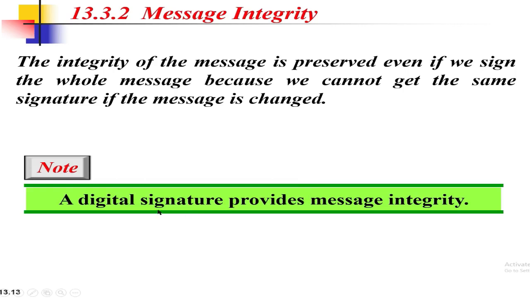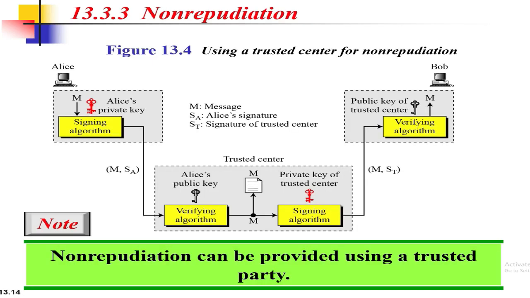So we can add a hash algorithm to achieve message integrity. And next is non-repudiation. First of all, let's know what repudiation is. For that, I will give one example. If Alice sends a message to the bank and asks to transfer money from her account to Bob's account, and later Alice denies that she sent the message, this condition is repudiation. Non-repudiation means a user cannot deny that he or she transmitted the message.